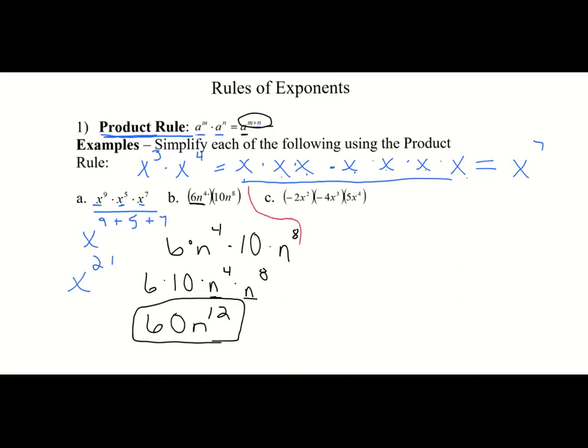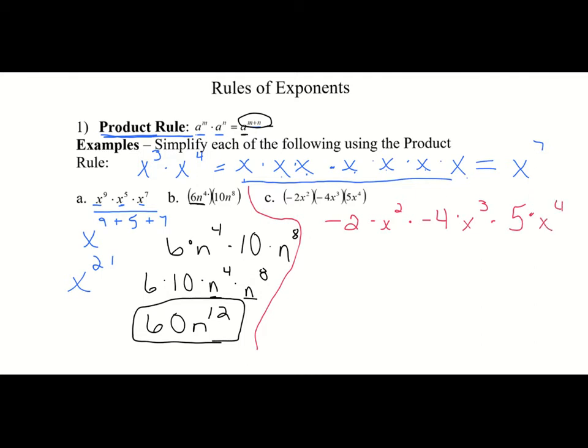All right, let's take a look at C. So again, I have negative 2x squared, which is the same as negative 2, again, times that x squared, times negative 4 times x to the 3rd. And again, I'm just separating it so you can see it. Once you get good at this, you don't have to write it out. You can do it in your head, just the separating.